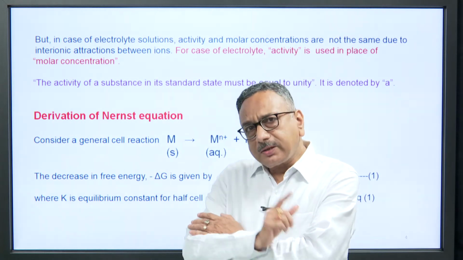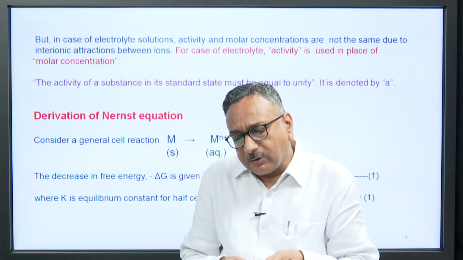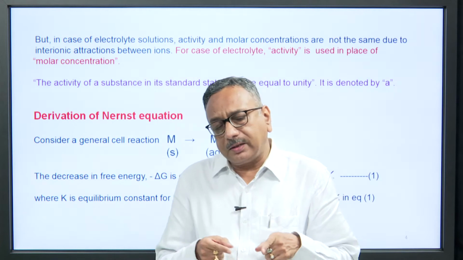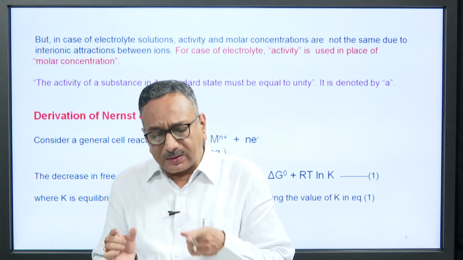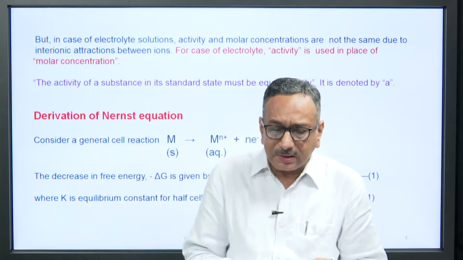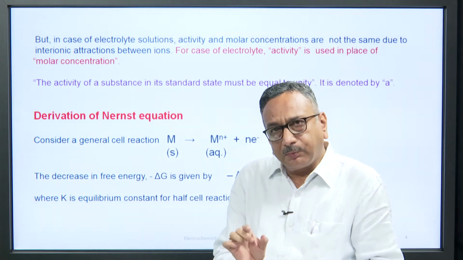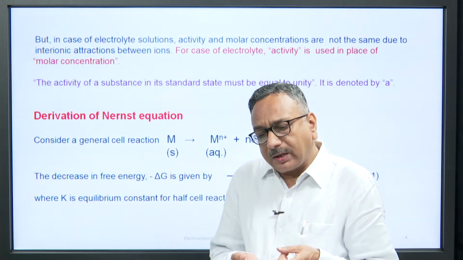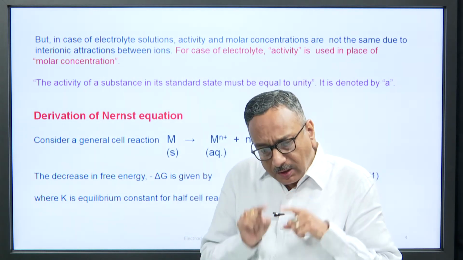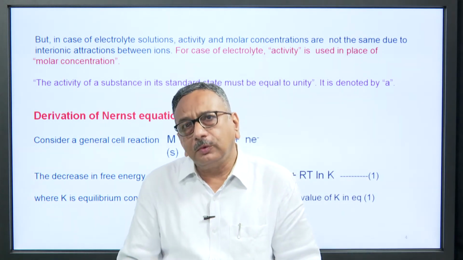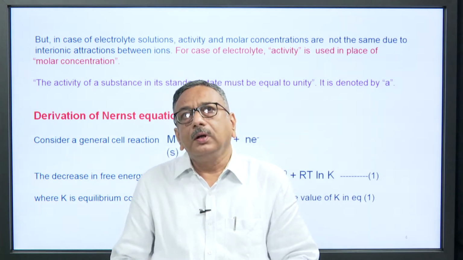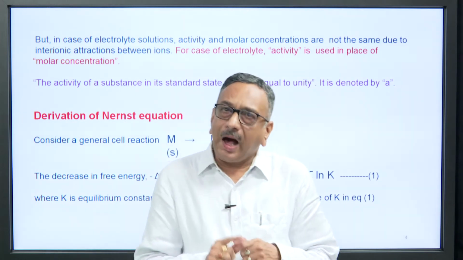But in the case of electrolytes, we cannot directly use molar concentrations. Why? Because in an electrolyte solution, activity and molar concentration are not the same due to interionic attractions between ions. This is very important. Why can we not use molar concentration for the determination of the Nernst equation? Because in the case of electrolytes, activity and molar concentration are not the same. Why are they not the same? Because of interionic attraction between ions.